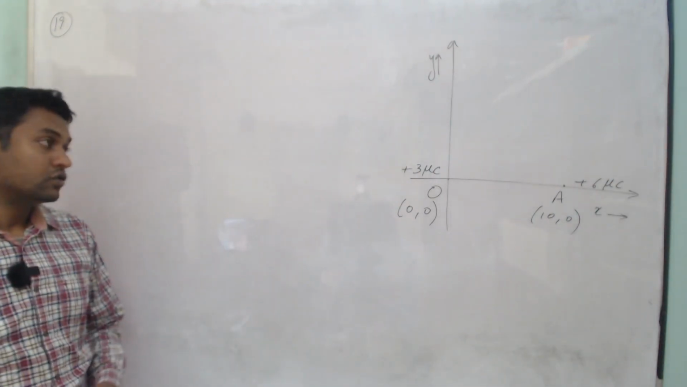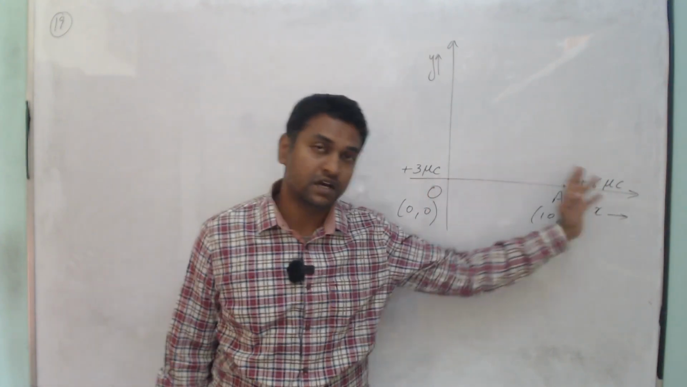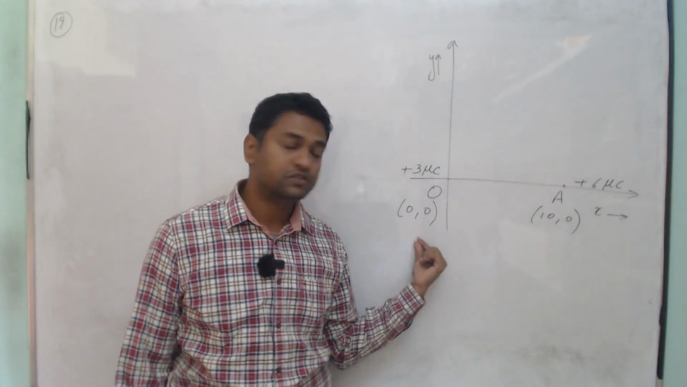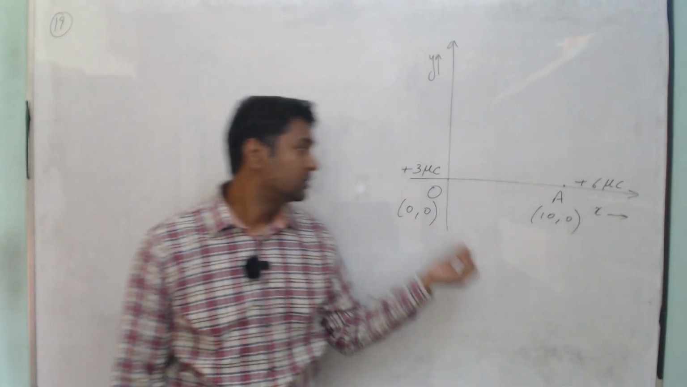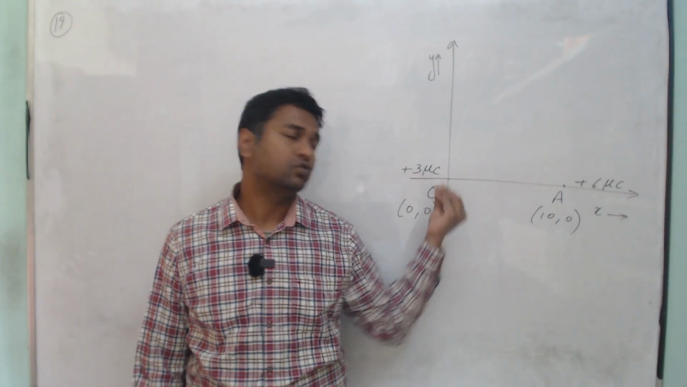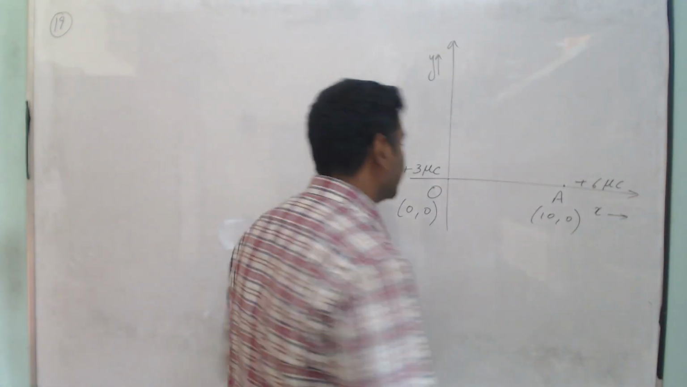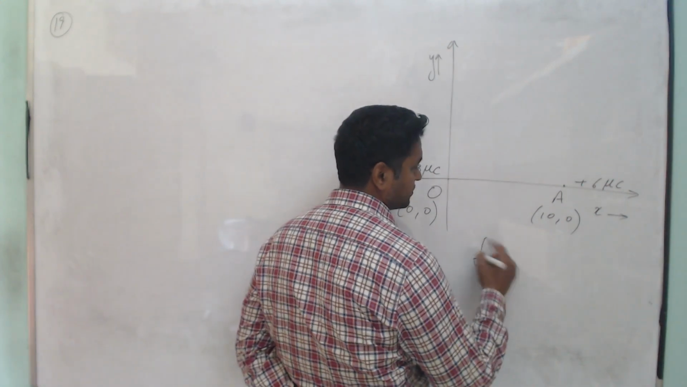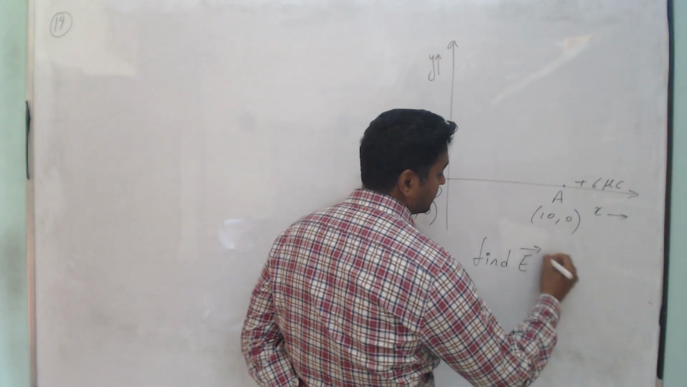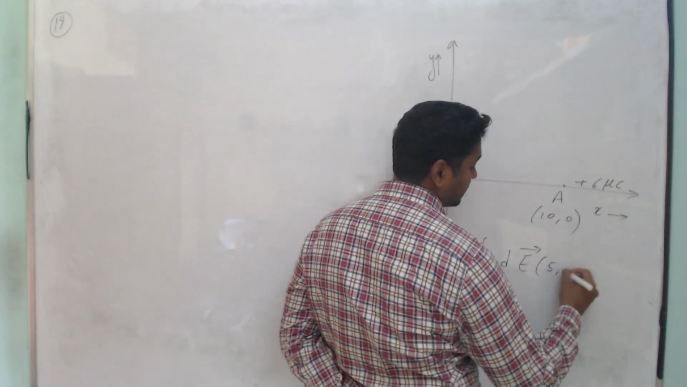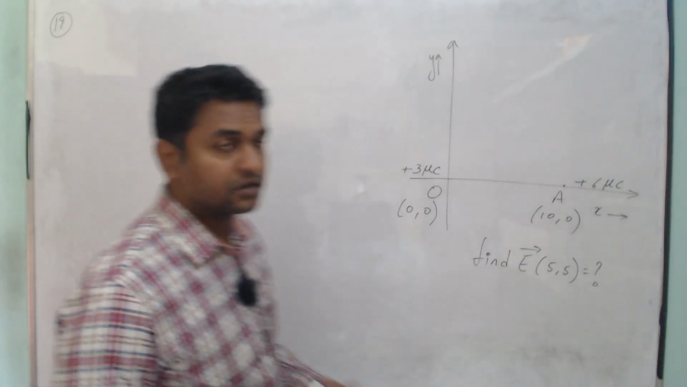So there are two charges placed, one at origin, other at point A. Origin's coordinates is 0, 0. Point A coordinate is 10, 0. The charge at O is plus 3 microcoulomb. Charge at A is plus 6 microcoulomb. Find the electric field at a coordinate 5, 5 in terms of I cap and J cap.